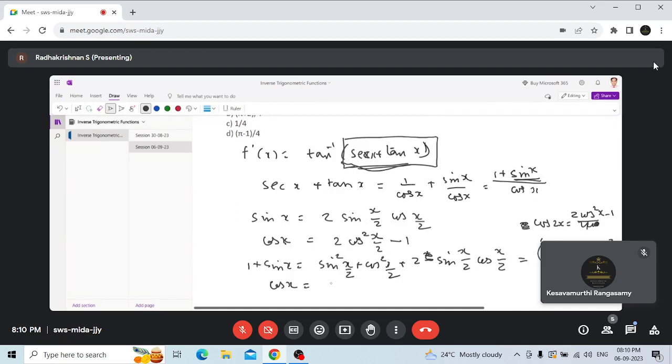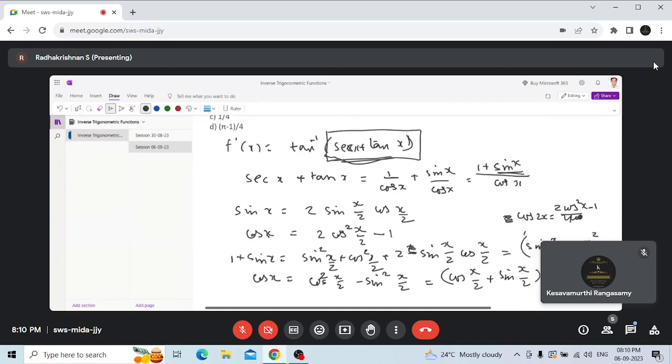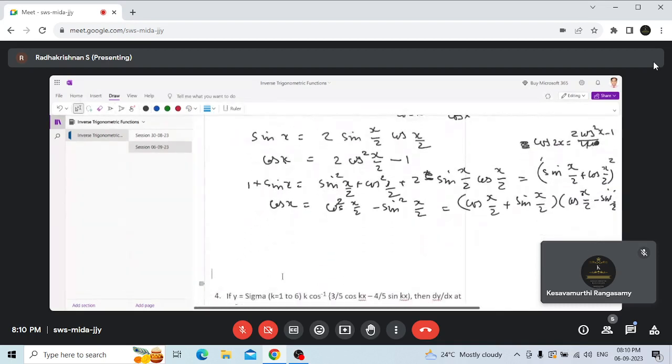And cos x can be written as actually cos square x by 2 minus sine square x by 2, right? Because cos 2x equal to cos square x minus sine square x. So cos x equal to cos square x by 2 minus sine square x by 2, which is cos x by 2 plus sine x by 2 into cos x by 2 minus sine x by 2. You see, something will get cancelled out now when you divide. So it will become a simple expression, which can be converted into the tan format.